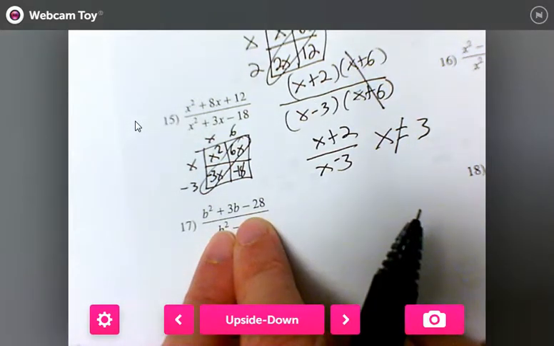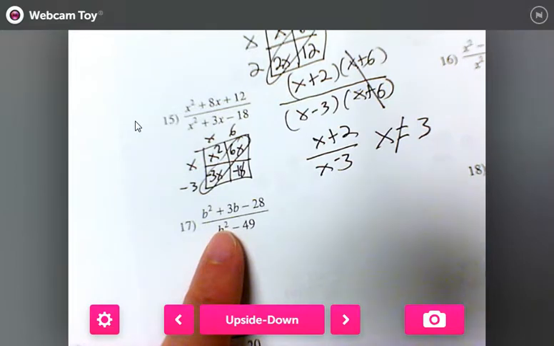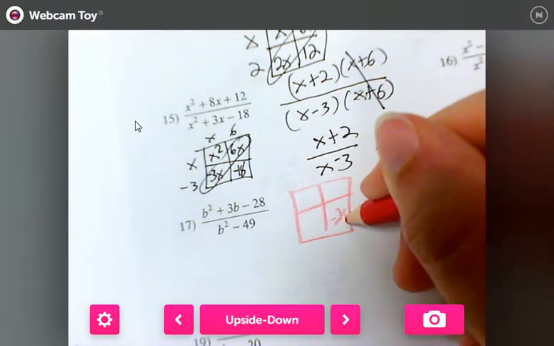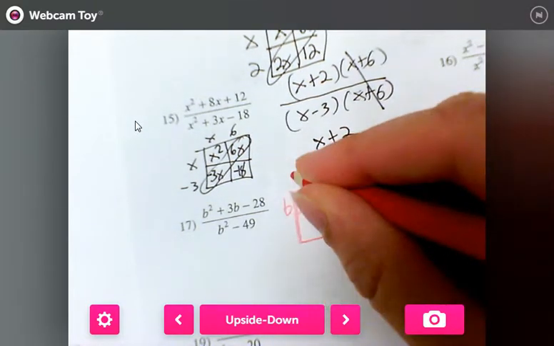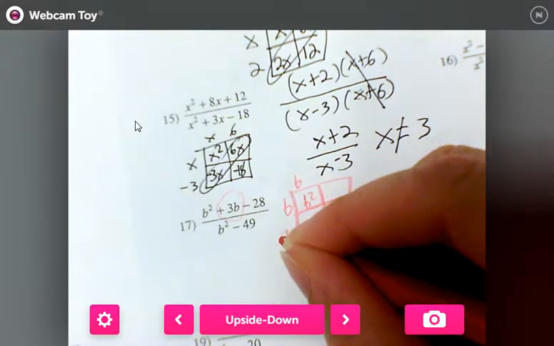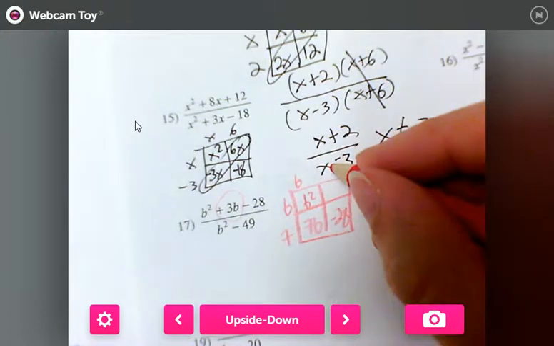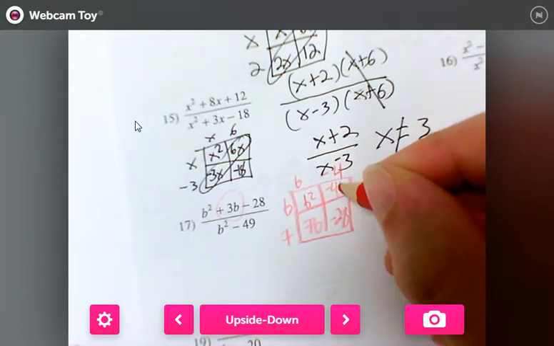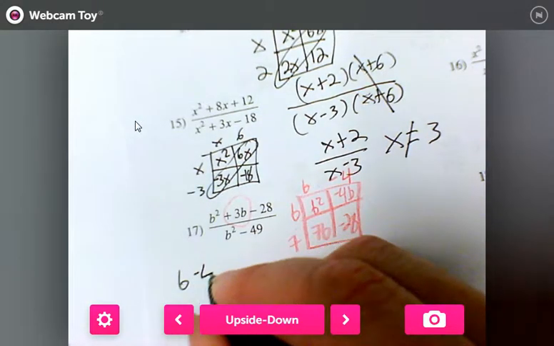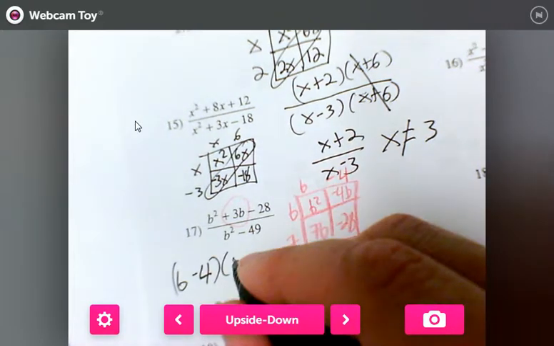Let's go ahead and make a Punnett square for the top. We've got negative 28. We've got b squared, so b squared is b and b. What two numbers multiply to give us negative 28, but add together to give us 3? 7 and 4. 7 times 4 is 28. So I've got a positive 7. And what kind of 4 am I going to have? Negative 4. Okay, so I end up with b minus 4 times b plus 7.